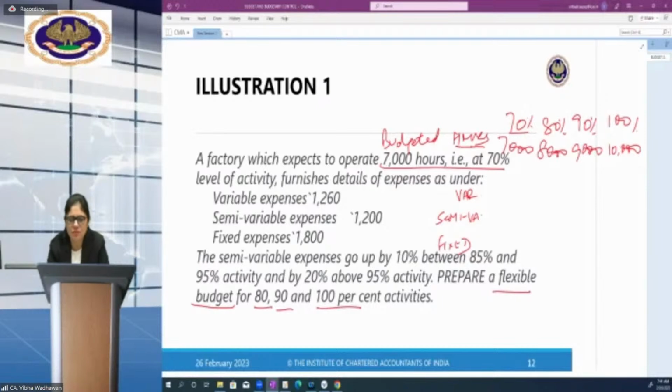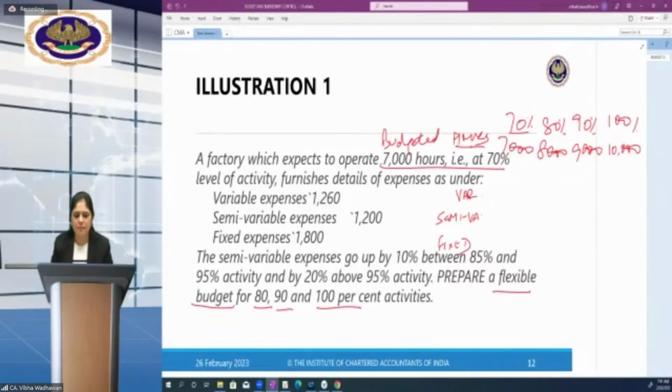I'm just posting for the 70%. Information for 70% is given. On the basis of this information, we have to find out the information for 80, 90, and 100%. Now, what are variable expenses? What are the properties of a variable expense? What are the properties of a variable cost?